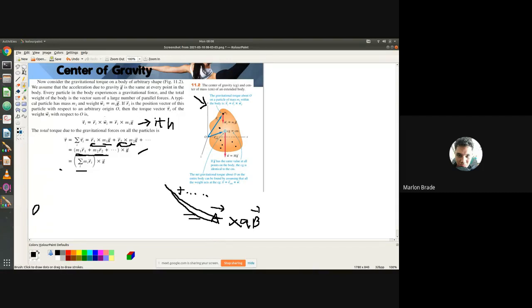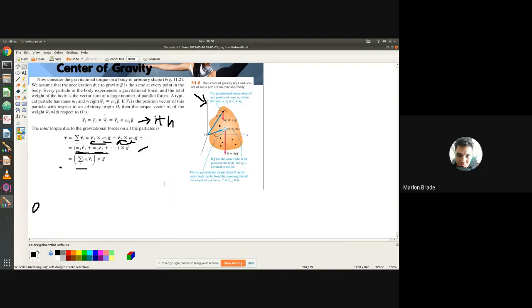So therefore the summation of all the torques is equal to the summation of M I R I cross G. If I multiply it by M over M, where M is the total mass, the summation of M I, then M over M is just 1.